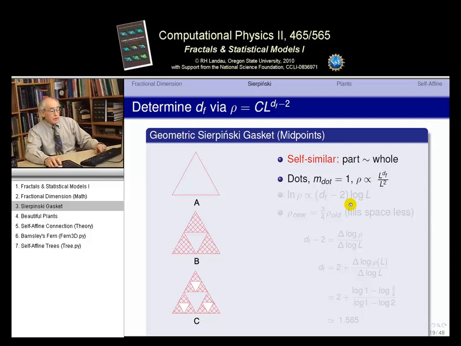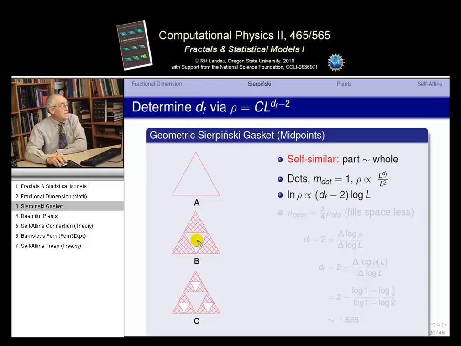Okay? So if that's true, if rho is proportional to L to the df minus 2, then the logarithm of rho, so if you made a plot of the logarithm of the density, should be linearly proportional to the log of L, and the proportionality constant is just the fractal dimension minus 2. So what this means is we'll look at this object, we'll construct a fractal, and we'll take the density of it for various values of L and make a plot, deduce, or take some numbers, deduce what the fractal dimension is.